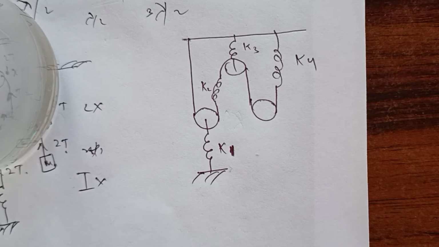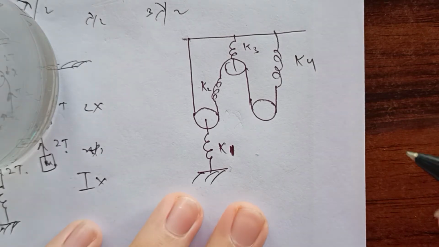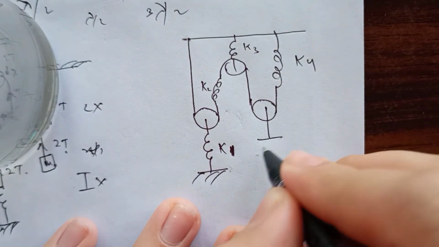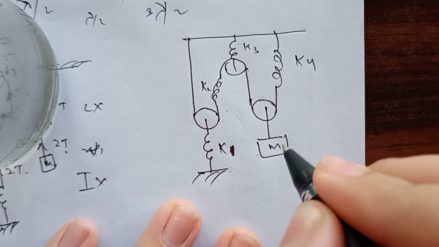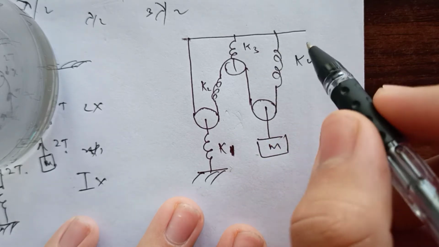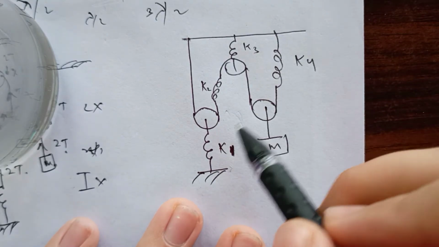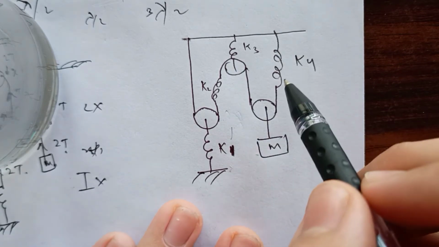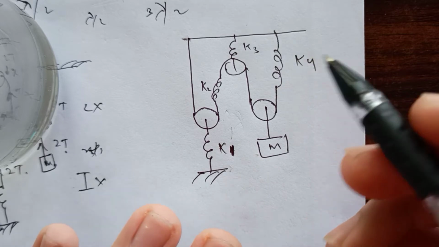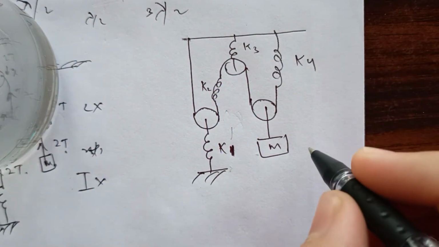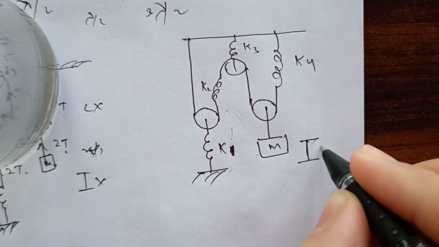Sorry, after a long time I'm making a video, but I would like to share this problem on spring extension. So as you can see, this is a problem. We are given a block of mass M attached to this arrangement. There are four springs of different spring constants K1, K2, K3, K4, and we have to find what will be the extensions if we pull this block by a distance, suppose say x.